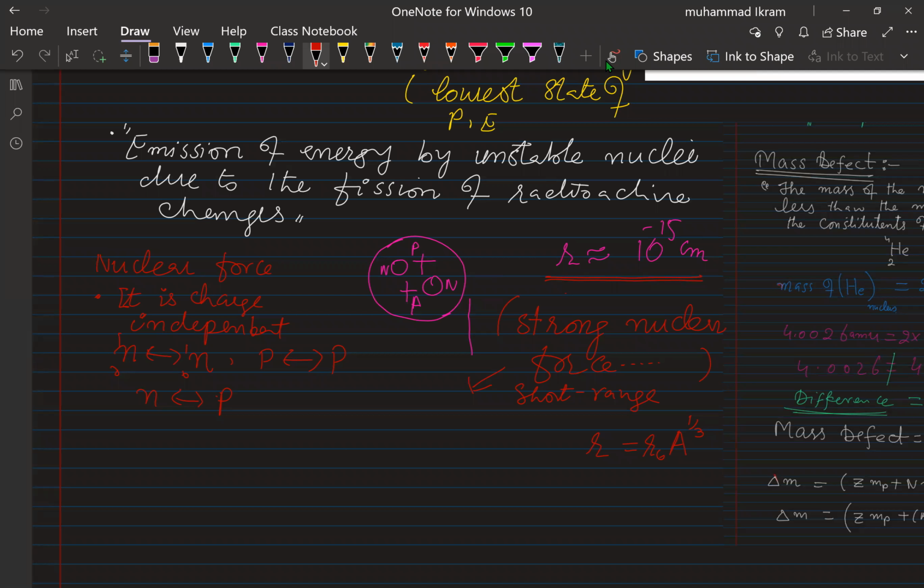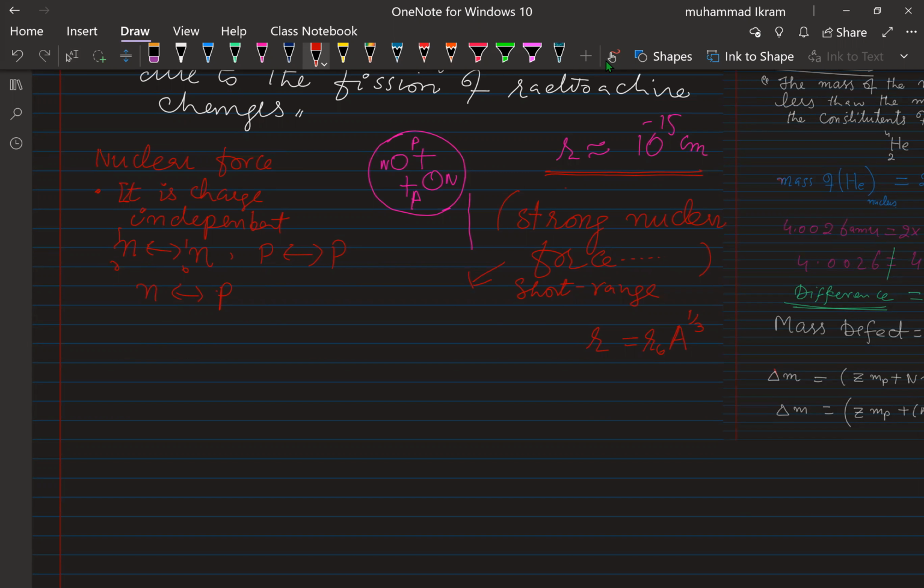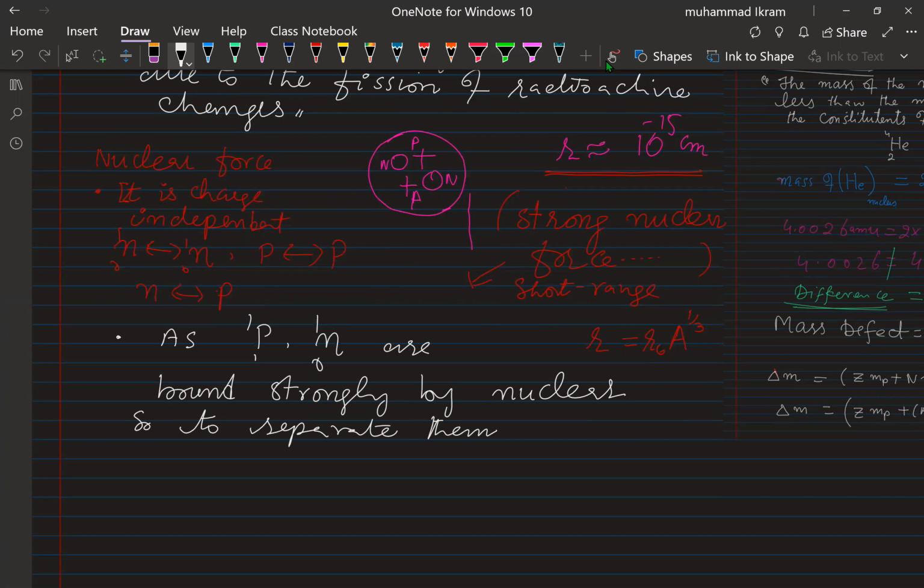So the concept of the binding energy comes from here. Since protons and neutrons are bound together, held strongly by the strong nuclear force, work must be done to separate them.